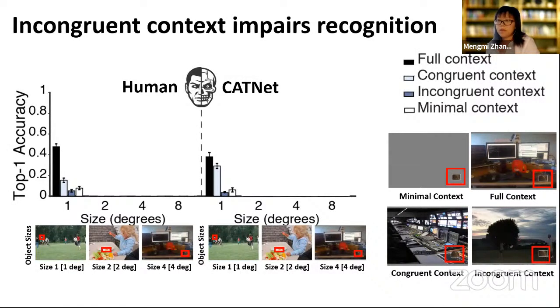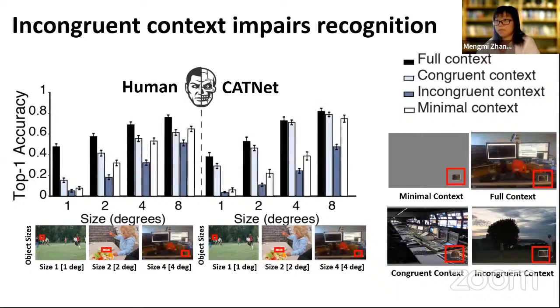In contrast, incongruent context consistently degraded recognition performance below the minimal context condition. Across all the object sizes, subjects showed higher accuracy for objects in the congruent versus incongruent context. Similarly, CRTNet's recognition accuracy is also positively correlated with the congruent context and was degraded by the incongruent context. Again, the results were consistent over all the object sizes.